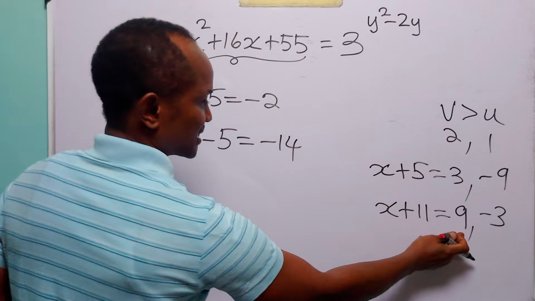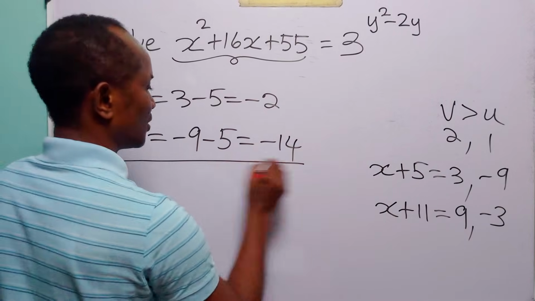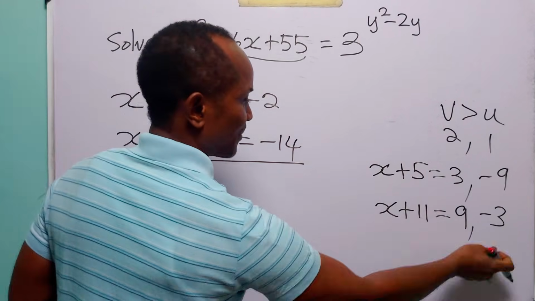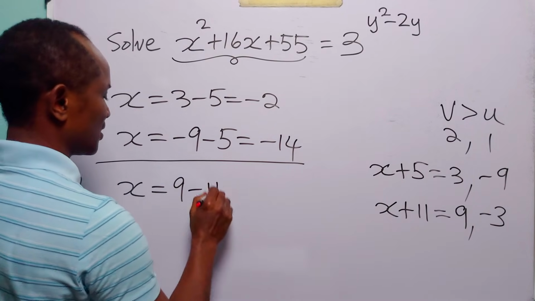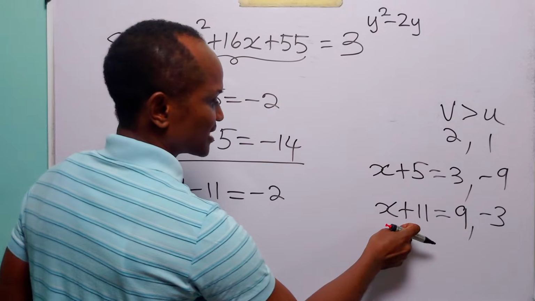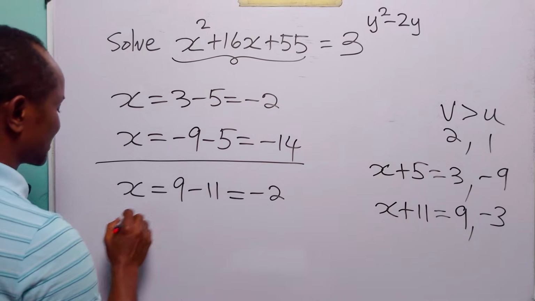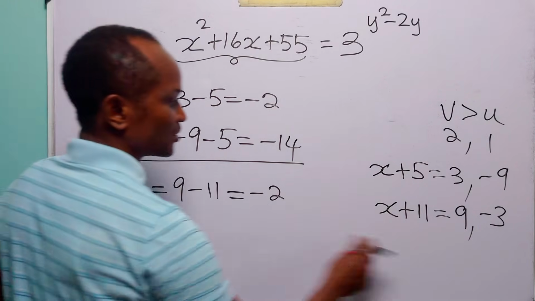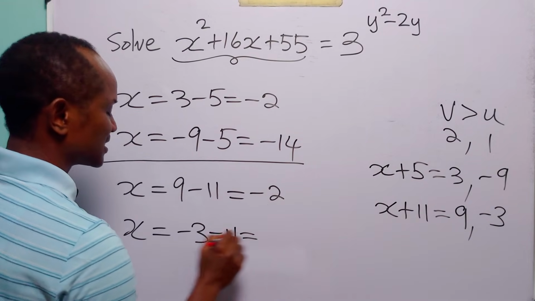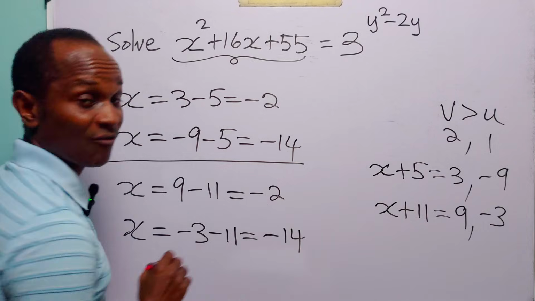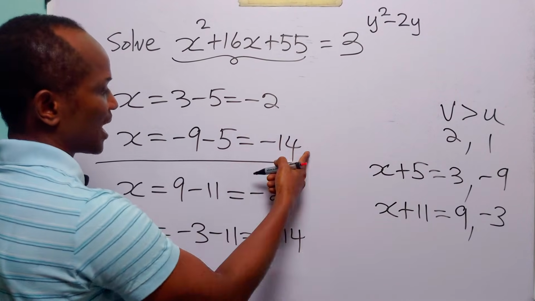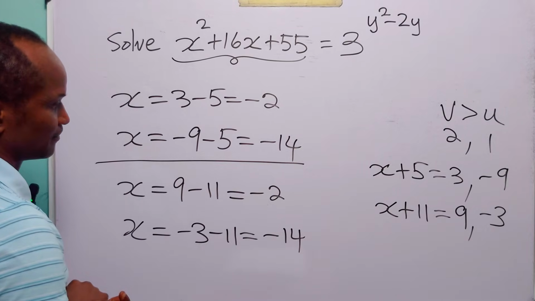When x plus 11 is equal to 9, we have that x is equal to 9 minus 11, which is equal to minus 2. And finally, when x plus 11 is equal to minus 3, we have that x is equal to minus 3 minus 11, which is equal to minus 14. So the two values of x we have are minus 2 and minus 14.